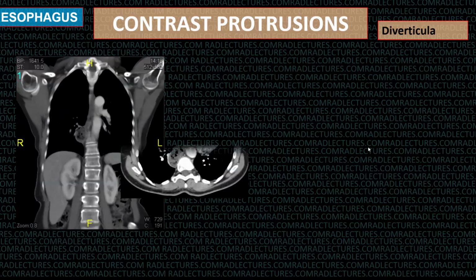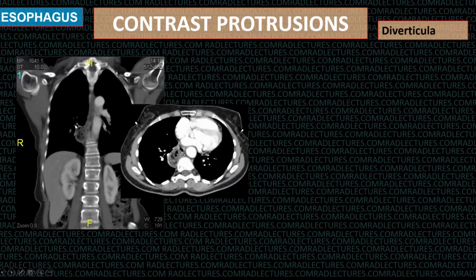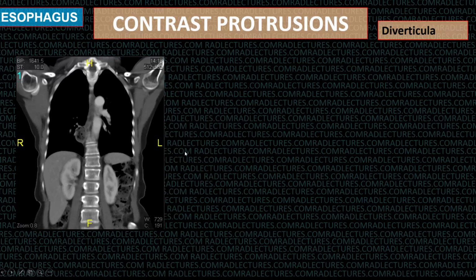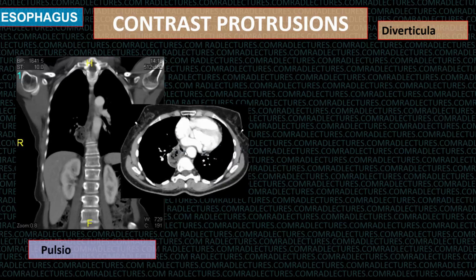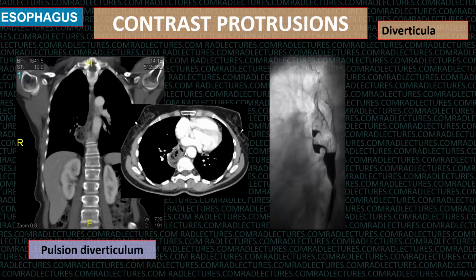Diverticula can be of the pulsion type, like here, a smooth diverticulum containing a lot of food debris. It is located at the lower end of the esophagus, so that is a pulsion diverticulum. Or the diverticula can be of the traction type, which do not have a round appearance, but they have a tent-like or conical appearance, as if something is pulling them forward.